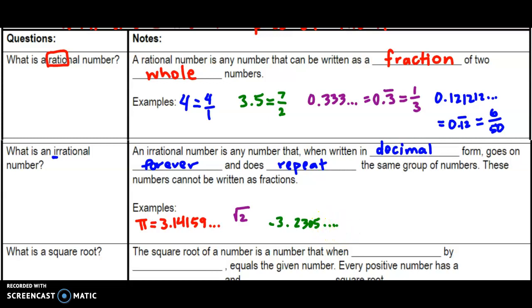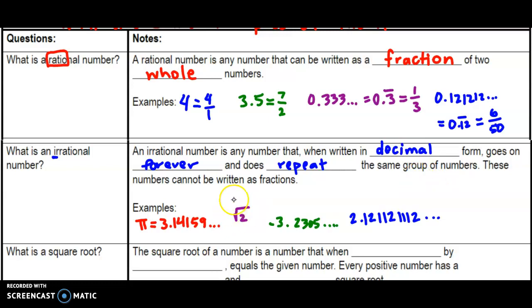Or another example, this one has a pattern: 2.12112111211112. It has a pattern and that pattern will keep going, but because it's not repeating the exact same group of numbers over and over again, it's not considered rational.